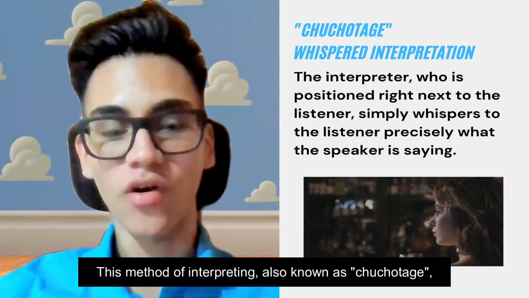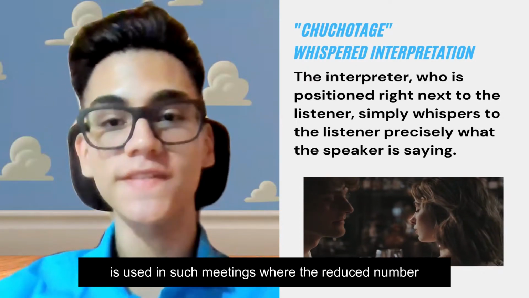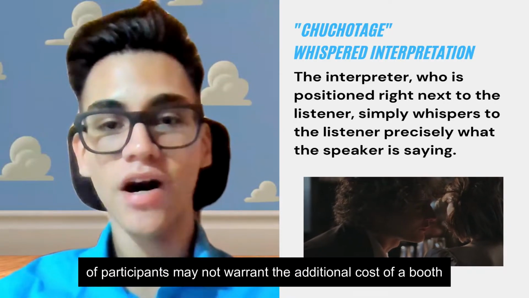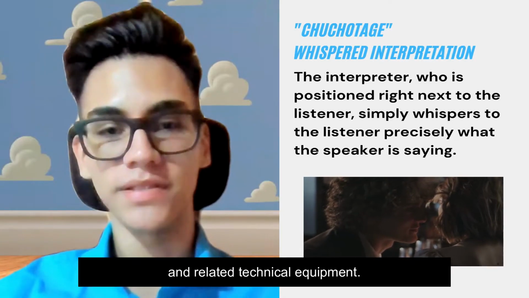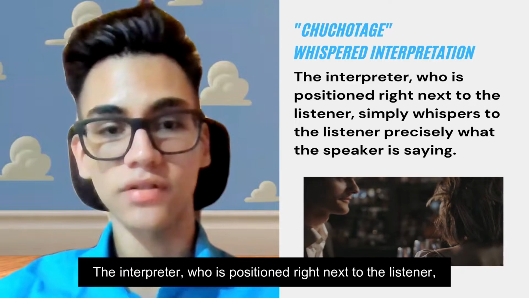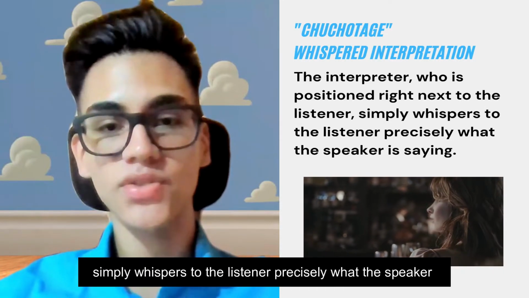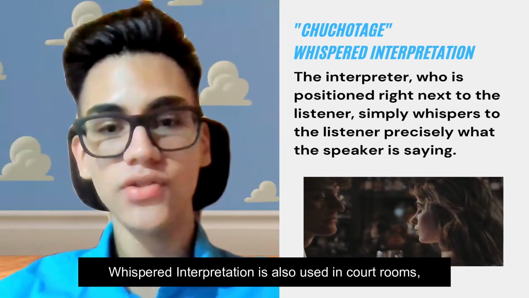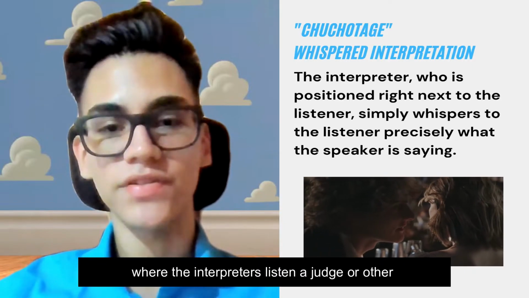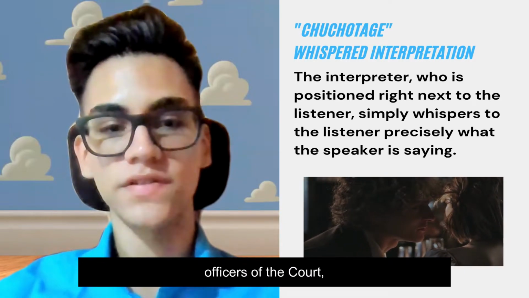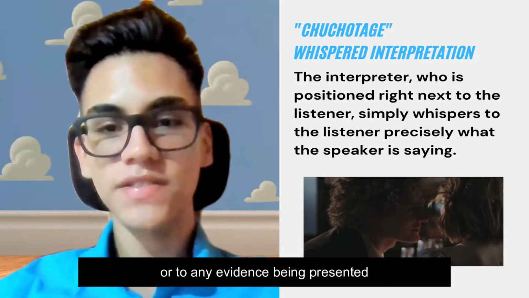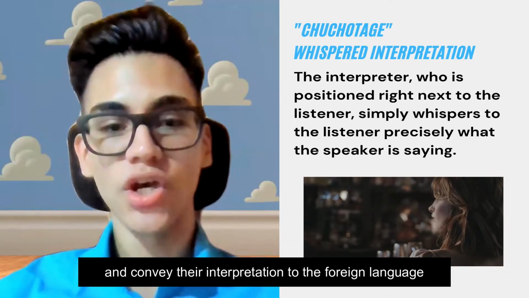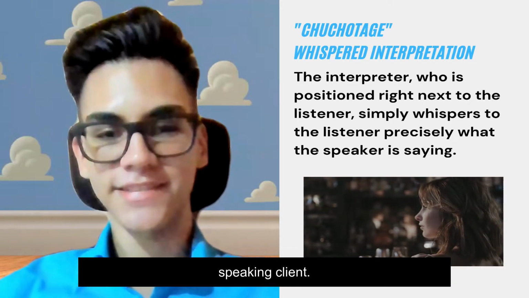Whispered interpreting. This method of interpreting, also known as chuchotage, is used in meetings where the reduced number of participants may not warrant the additional cost of a booth and related technical equipment. The interpreter, who is positioned right next to the listener, simply whispers to the listener precisely what the speaker is saying. Whispered interpretation is also used in courtrooms, where the interpreters listen to a judge or other officers of the court, or to any evidence being presented, such as witness statements, and convey their interpretation to the foreign language-speaking client.